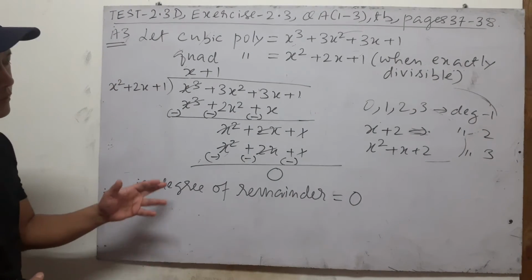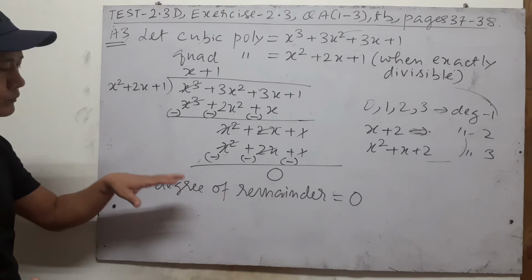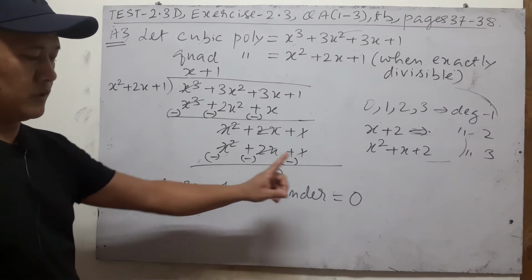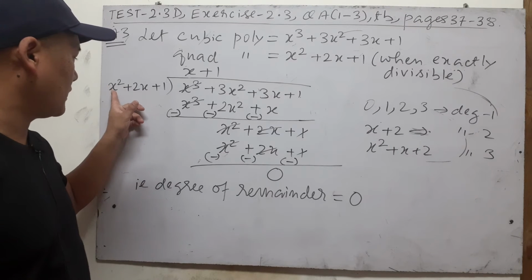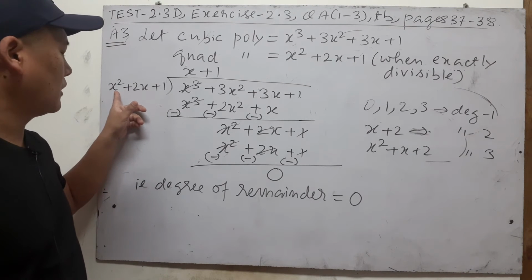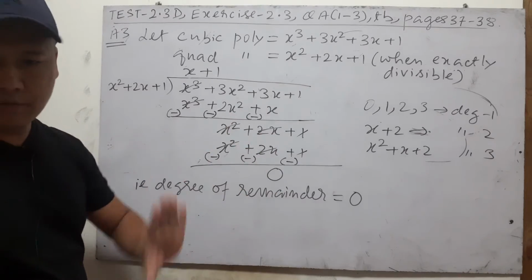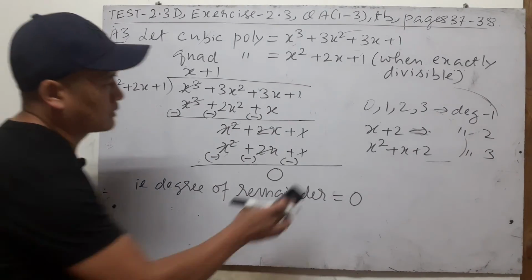So the degree of the remainder comes out to be 0 when they are exactly divisible, which is less than the degree of the divisor. Degree of the divisor is 2 here, since it's quadratic, so the remainder's degree is lower. Then let us take the next case.